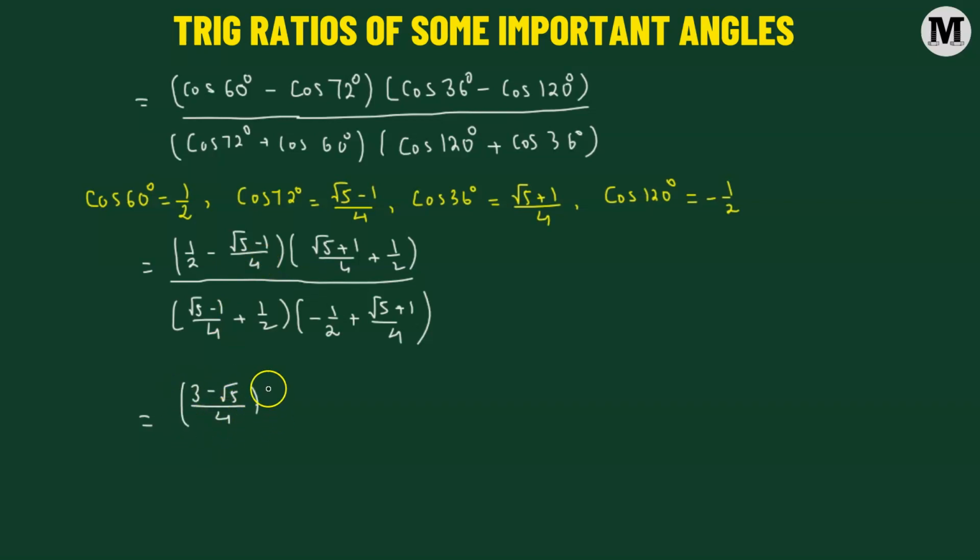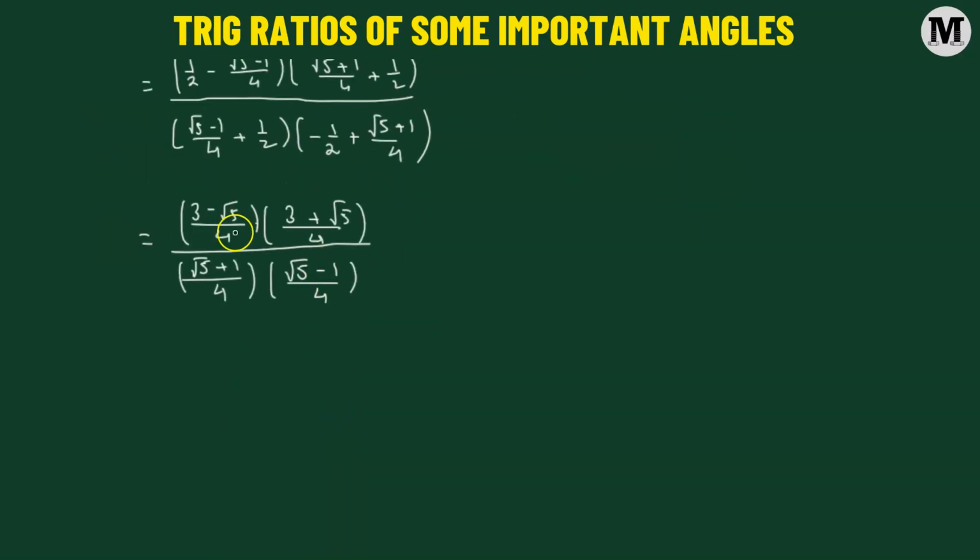And this will be multiplied to the sum of the two fractions. So that's going to give us 3 plus square root of 5 divided by 4. Then in the denominator, we have square root of 5 plus 1 over 4. This will be multiplied to square root of 5 minus 1 divided by 4. Okay, now we can cancel out the 4. And then we are now left with 3 minus square root of 5 multiplied to 3 plus square root of 5, whole divided by square root of 5 plus 1 multiplied to square root of 5 minus 1.